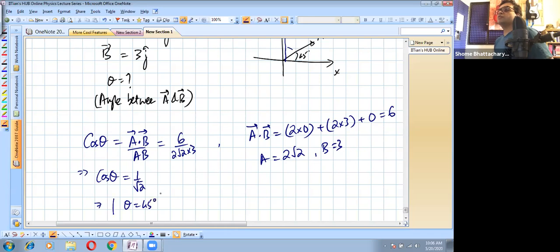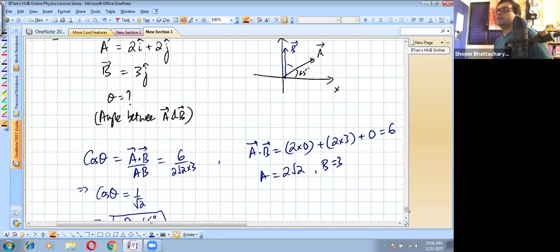But the real value of the dot product method is where it is not easy to draw geometrically the vectors because they might be 3-dimensional. There we can see that the dot product method becomes the only method for us to calculate the angle.